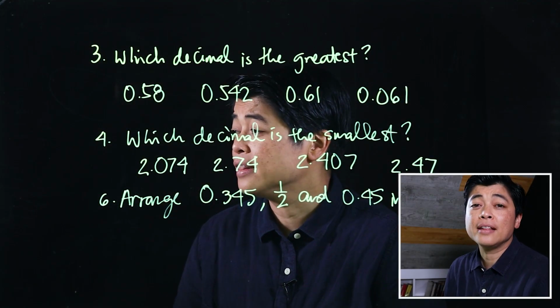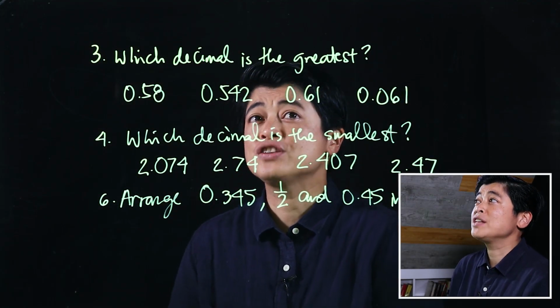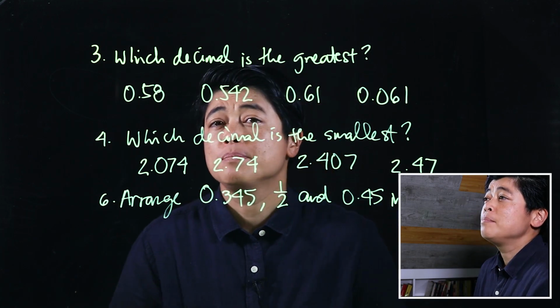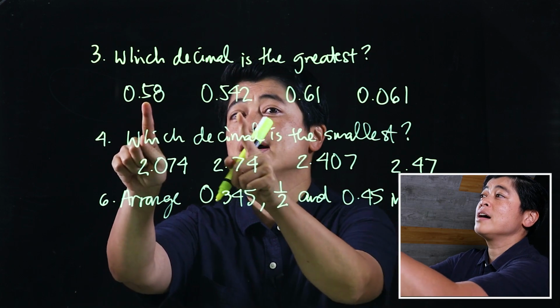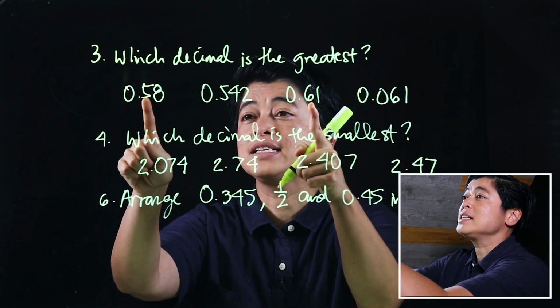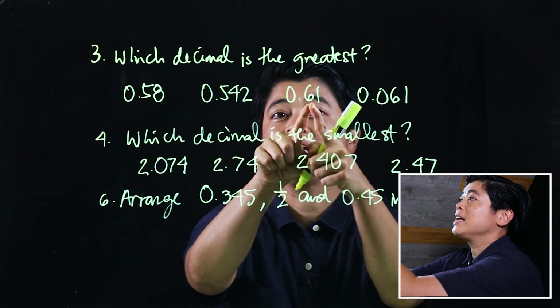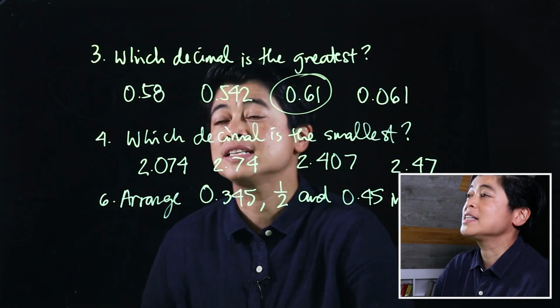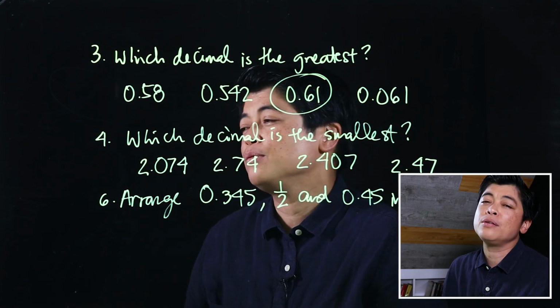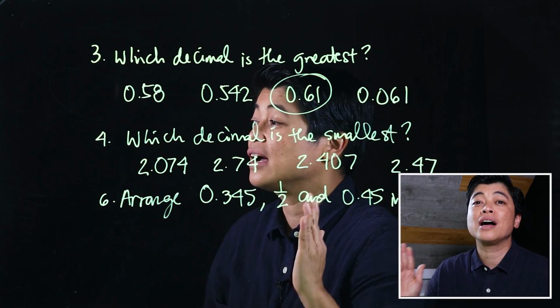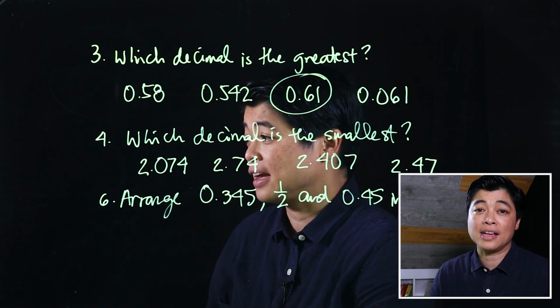Again, the first problem says, which decimal is the greatest? If we look at this, the best thing to do is look at the tenths place. Clearly, the 6 is bigger than the 5, and clearly the 6 is bigger than the 0, which means this is the greatest. So again, we don't need to look at all the digits. We just need to look at one single place value at a time.